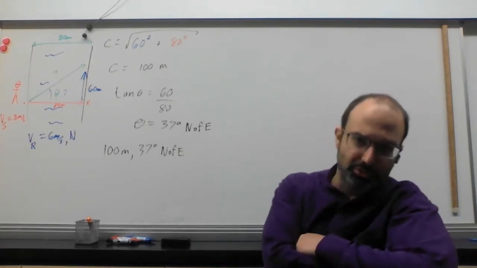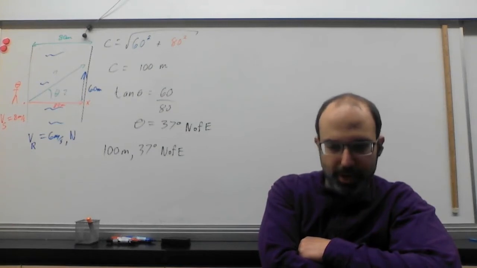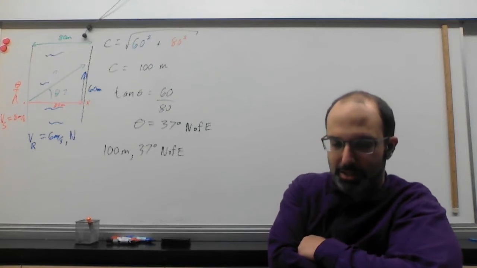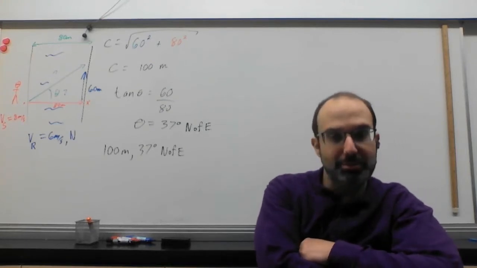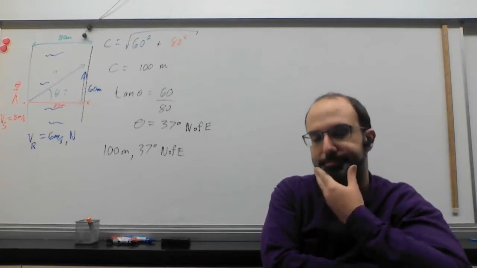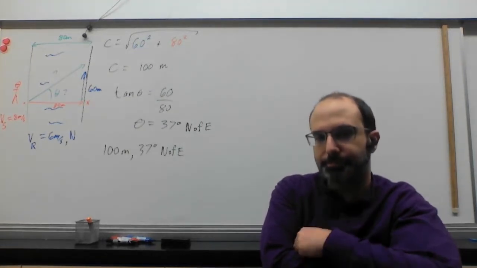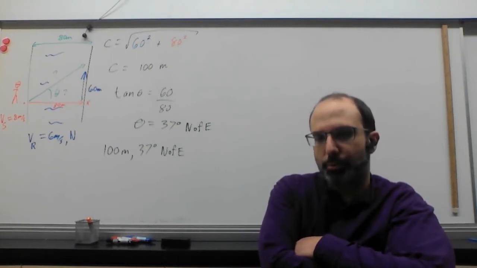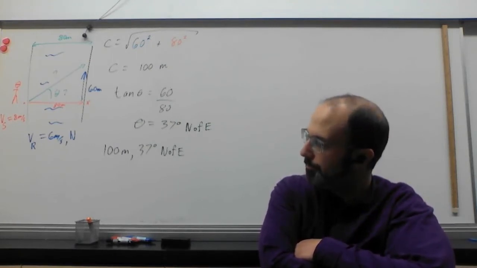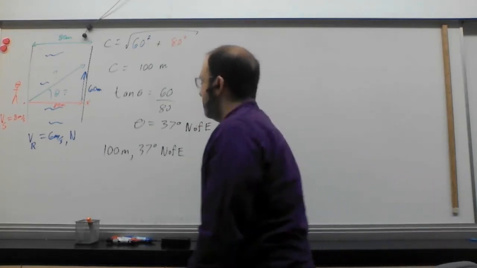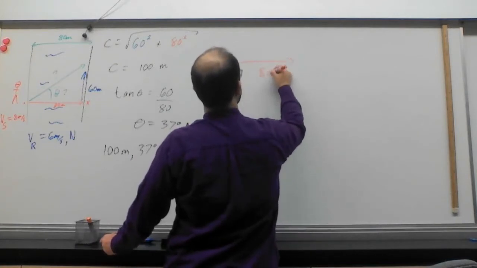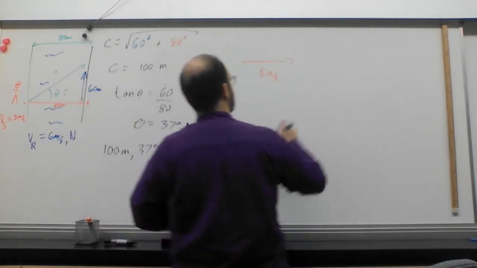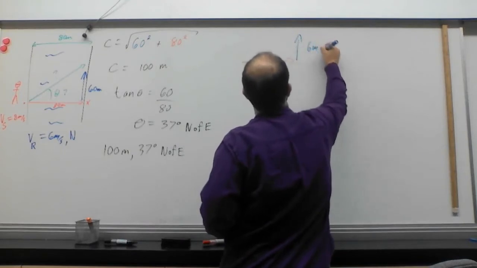But you'll notice, of course, that so far we haven't done anything with velocity. So why don't we try that? What is the average velocity that describes the swimmer and the river? Basically put, what is the green line? Well, I can do that because I know that the swimmer is going at 8 meters per second, and I know that the river is going at 6 meters per second.